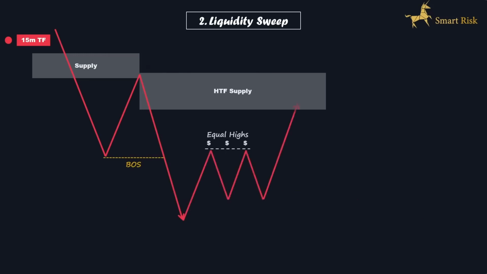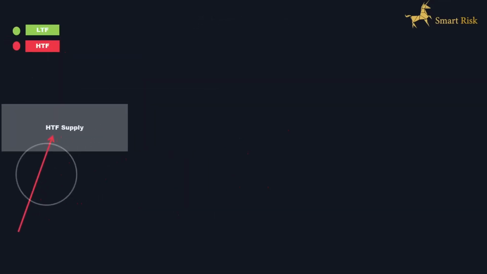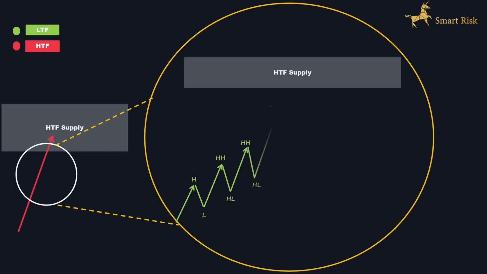Imagine we have a structure like this on the higher time frame, like 15-minute time frame. The price is in a downtrend, having formed a series of BOSs to the downside. After tapping into the previous supply zone, the price reversed and created an unmitigated supply zone awaiting mitigation. Now, the price is pushing to the upside. Zooming into a lower time frame, like the 1-minute time frame, we see that the price has formed a series of higher highs and higher lows on its path toward the 15-minute time frame supply zone.